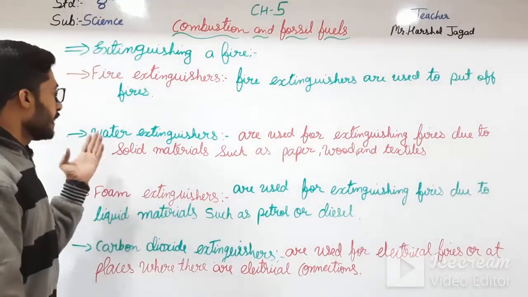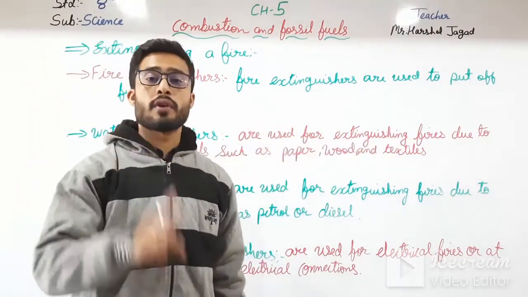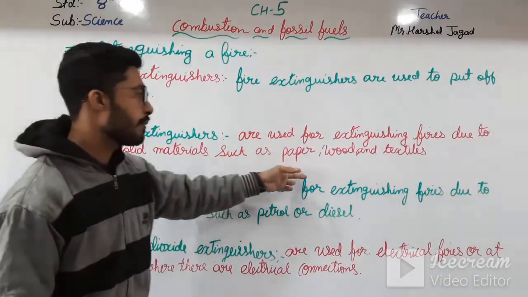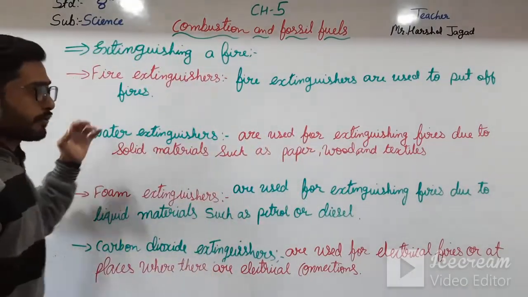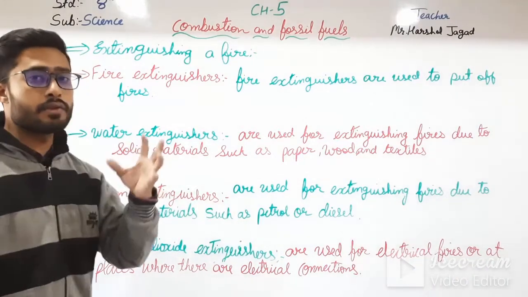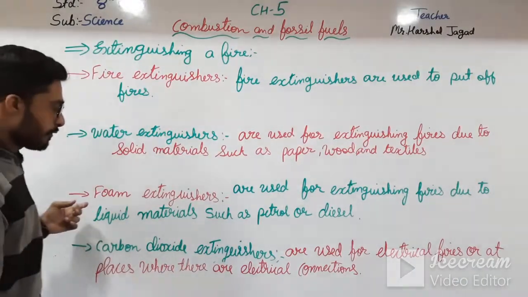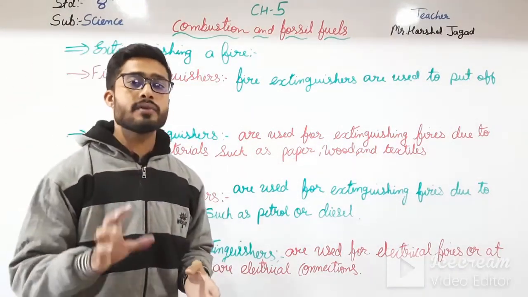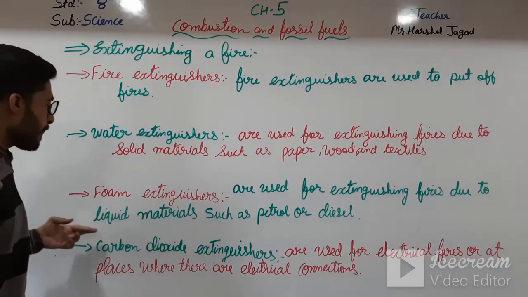So what happens? Water extinguishers are used for extinguishing fire due to wet solid materials such as paper, wood and textile. So water extinguishers are used for fire which is due to solid materials. Second, that is the foam extinguisher. These are used for what? Fire due to liquid materials.